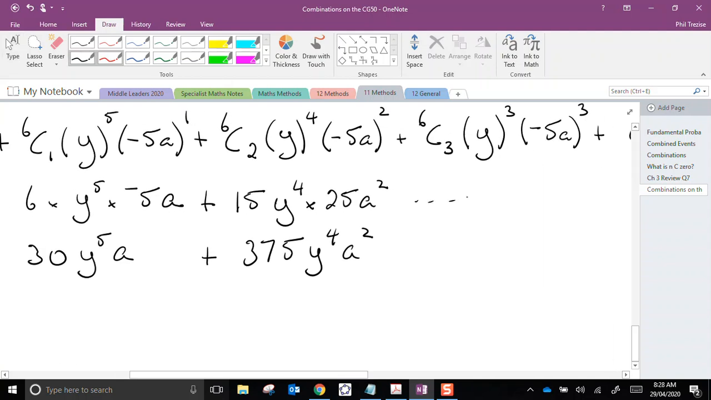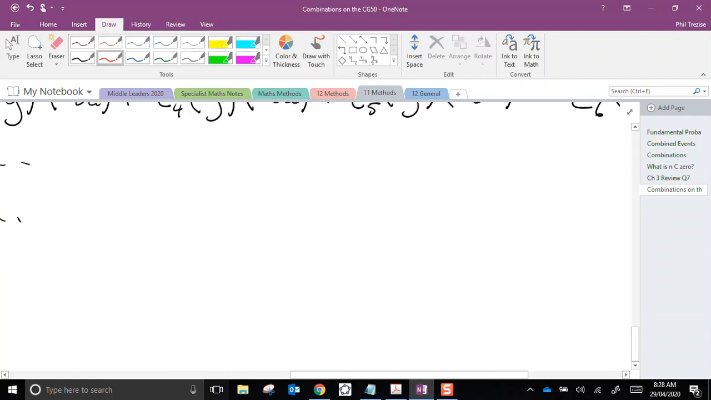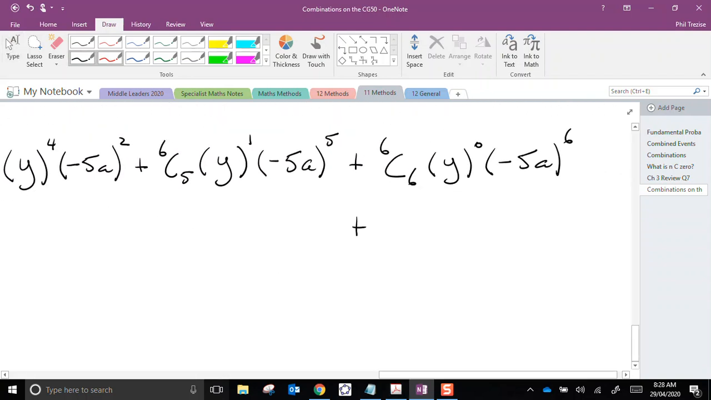And we would keep working our way along like this until we got all the way to the last term. Let's just skip ahead. 6c6 is 1. Y to the power of 0 is 1. Now I'll need my calculator here. Negative 5 to the power of 6 is a very impressive 15,625, and the a would also have a power of 6. So the final term in this expansion is 15,625a to the power of 6.